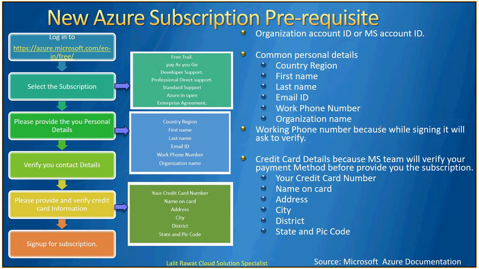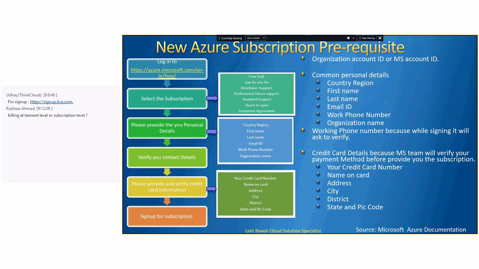Basically, when you go ahead and add your Azure account ID to Microsoft, first of all, you have to log into azure.microsoft.com, which is the link of the Microsoft Azure subscription, and then select the type: the free trial subscription, pay as you go, developer support, professional direct support, standard support, Azure Open, and the enterprise agreement. Basically, these are the subscription types defined based on the services you want to avail.